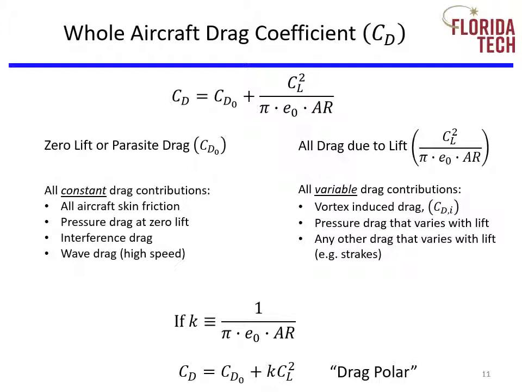Since pi, Oswald's efficiency factor, and the aspect ratio are relatively fixed, the K term is defined as 1 over these values. The resulting equation, CD equals CD naught plus K times CL squared, is the mathematical equation for a parabola. Thus, people refer to graphs of CL versus CD as drag polars.